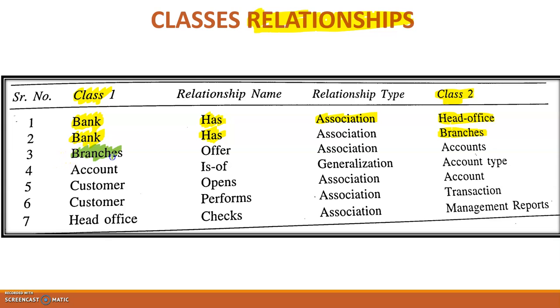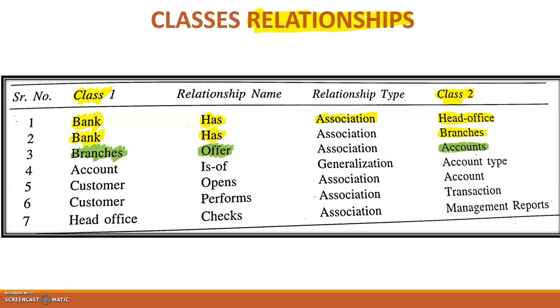Second, branches. What is the relationship of branches with accounts? So here we can say that branches offer different types of accounts, or a person can go to any branch and can open any account, right? That's why we have written branches offer accounts. Accounts is nothing but the service, right? Here accounts means opening an account, all the types like FD, if you want to create an FD account, current account, any. So we are talking about this.